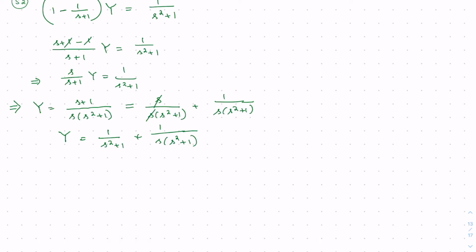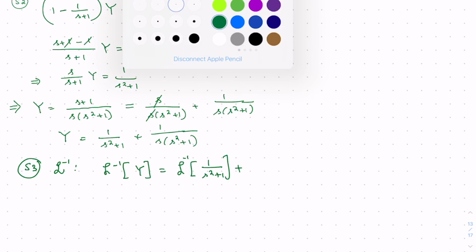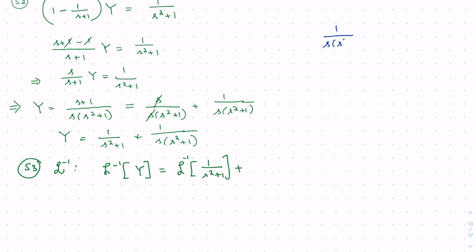Now step 3 is to find the Laplace inverse. So if I do the Laplace inverse, I'm going to have the Laplace inverse of cap Y equal to the Laplace inverse of 1 over s squared plus 1, plus the Laplace inverse of that. But if you do some partial fraction on this, let me quickly show that. 1 over s times s squared plus 1, if you do the partial fraction, you're going to have 1 over s minus s over s squared plus 1. The idea is, when you multiply this s with this, you're going to have s squared, and then you subtract s squared from s squared plus 1, and you're going to have 1. That's the idea behind that.